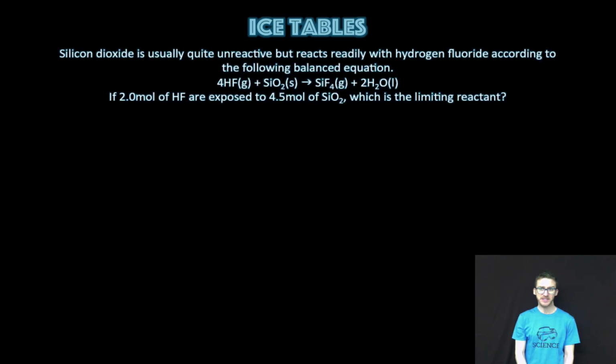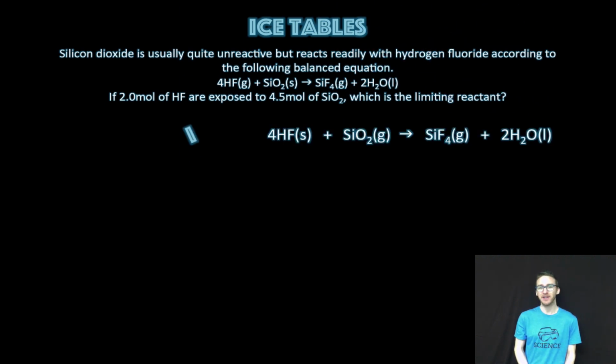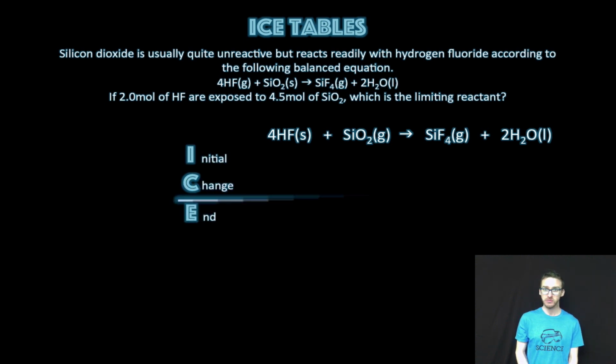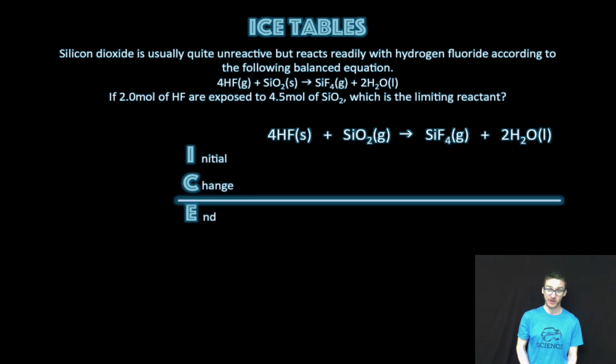Alright, that's all fine and dandy, but I'm just starting out. I'm just learning how to do this. What if I had chosen the other reactant? I mean, you said just to randomly choose one. Let's check it out. Let's see what happens if we perform the same ICE table calculation, but assume that the SiO2 is the limiting reactant.